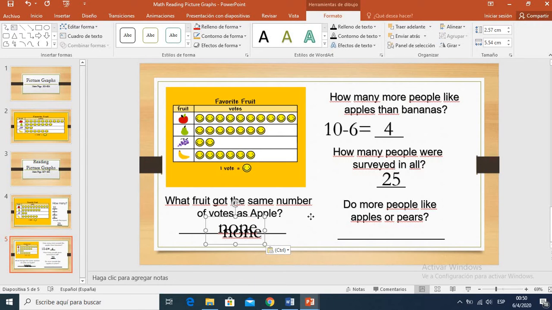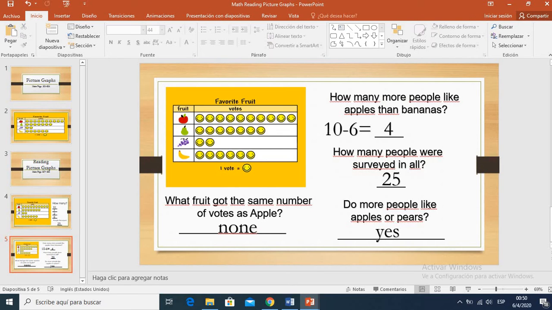The question says, do more people like apples or pears? I'm going to write yes. Okay? Why will I write yes? Because people like more apples than pears. And that's it. The picture graph helps us to find some information or answers to some questions.